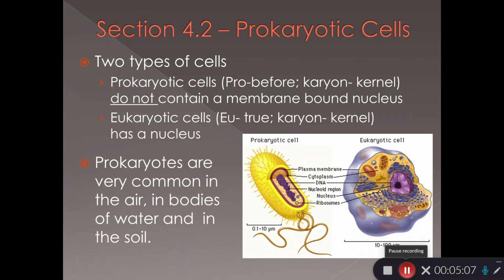And they do not have a nucleus. Highlight, underline that. And then it says prokaryote cells are very common in the air, in our bodies. This is right in the word. This is bacteria. Another word for prokaryote is bacteria, and they do not have a nucleus. Write that in. Prokaryotes do not have a nucleus or any of the other organelles associated with that.